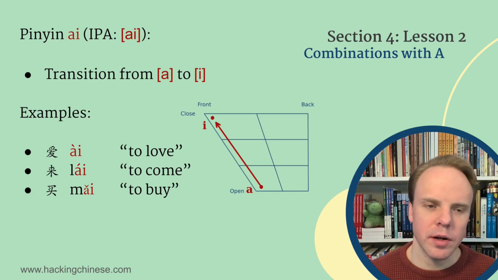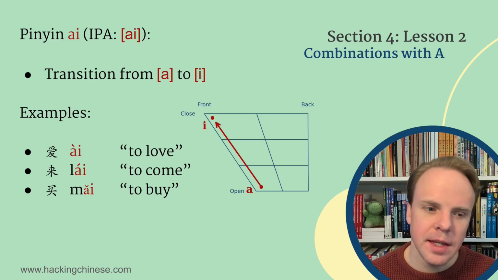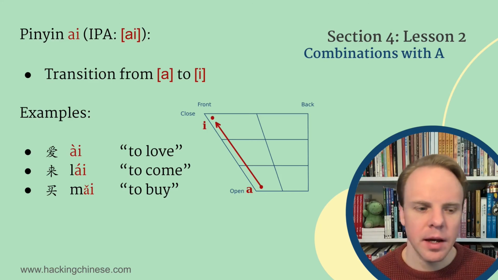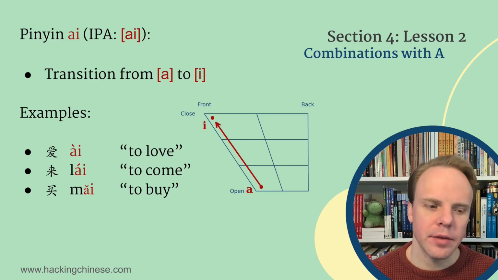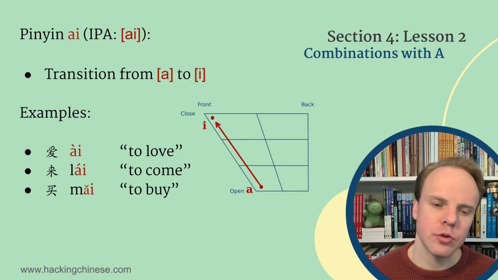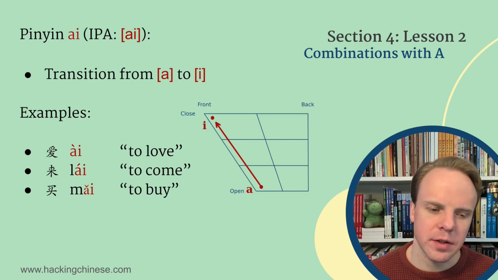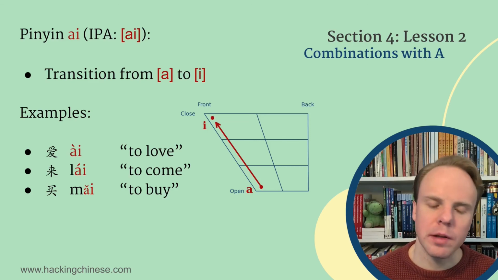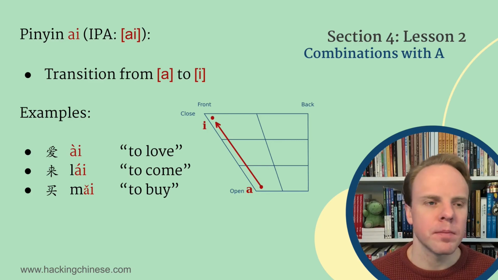And maybe you could hear this here, but it's usually the case that we don't go all the way up to e. So people don't say ai, and they don't say lai, and they don't say mai. You stop a little bit short of that. So when I said to buy, for example, I said mai. You stop a little bit short of the extreme here.